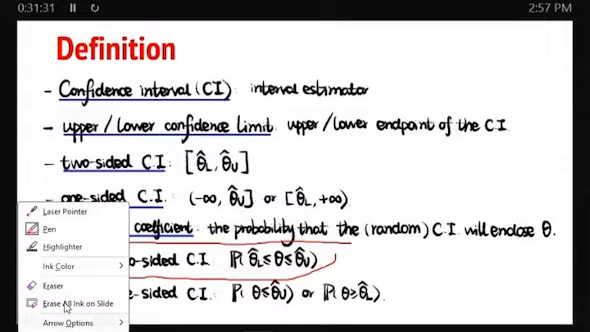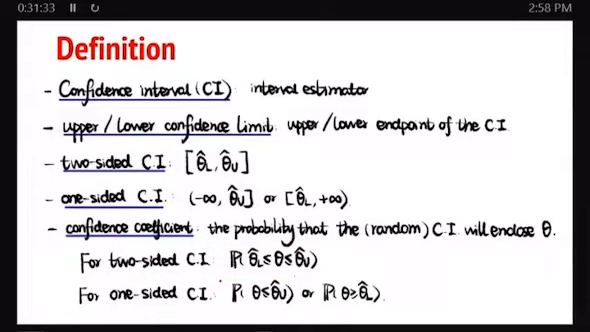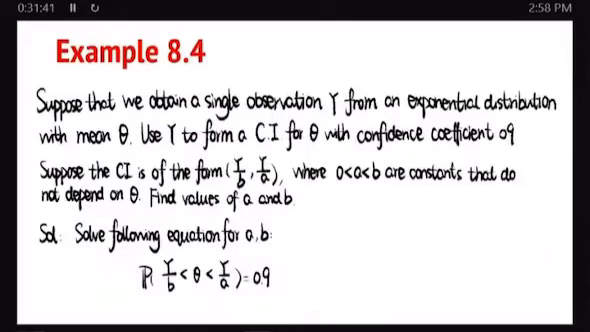Now, I told you about one-sided. If I want to figure out one-sided, this is for one-sided. This is another one. We've got two types of one-sided. Now, I'm going to go into an example. Let's take a look at this.